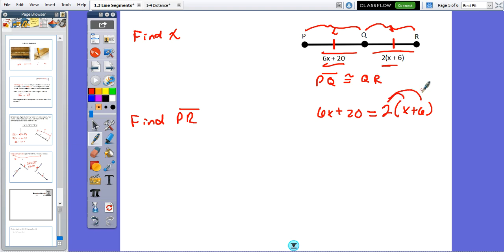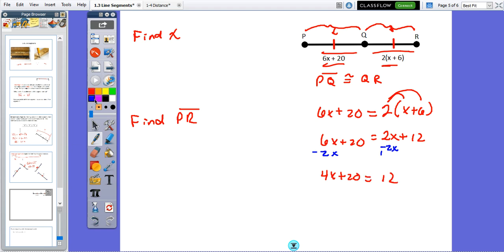So we'll distribute the value of 2 through, and we end up getting 2x plus 12 on one side. On the other side, we bring it all down, 6x plus 20. Now I need to get x by itself. Any algebra problem, you gotta get x by itself. So to do so, I'm going to subtract the value of 2x to bring it over here to the other one, minus 2x. So we end up getting 4x plus 20 equals 12.